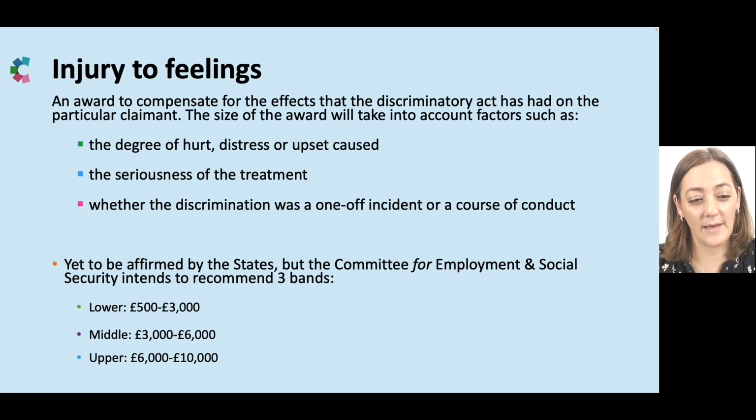Now, as you can see from the slide, I've set out the different bands, lower, middle and upper. Now, these are yet to be affirmed by the states, but the Committee for Employment and Social Security intends to recommend these 3 bands. And as you can see, the lower band, £500 to £3,000, the middle £3,000 to £6,000, and the upper £6,000 to £10,000. So when the tribunal is considering an award for injury to feelings, it will consider where it feels appropriate that that award is placed in which of the bands. And these amounts will be set in regulations, which we obviously have yet to see at this time.